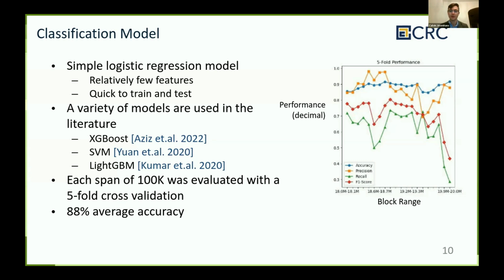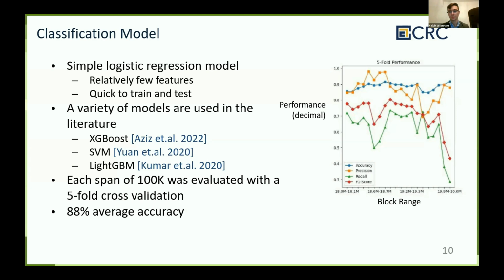So what you're seeing over to the right is that we evaluated each span of 100,000 blocks. We trained the model on all of the networks in that span, and then evaluated it with 5-fold cross-validation. So, training on one portion, testing on the rest, and then doing that for all the different partitions to try to eliminate any problems with overfitting. And this approach achieved 88% accuracy, which is comparable to what other logistic regression models were achieving, over all of the block periods.